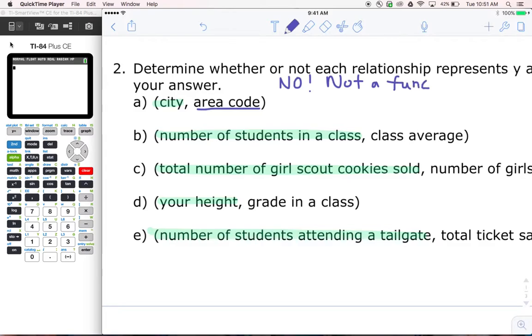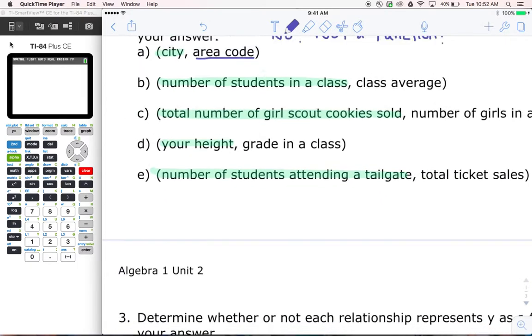For example, lots of you guys live in McKinney, but some of you have 469 area codes and some of you have 214 area codes. So you can live in one city and you can have multiple area codes. That makes it not a function.